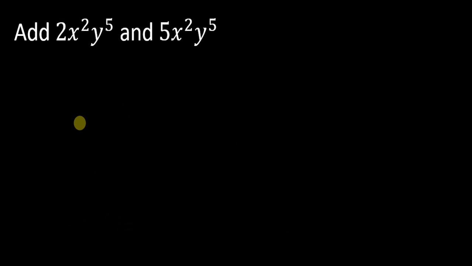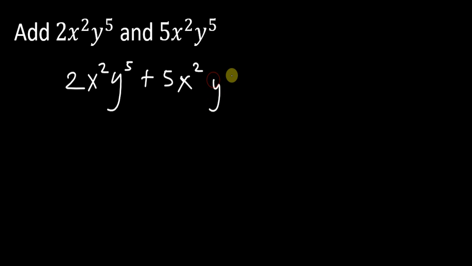Next example, 2x squared y to the 5th and 5x squared y to the 5th. So, kapag ganyan, pag-addin lang natin na 2x squared y to the 5th plus 5x squared y to the 5th. And that is equal to 2 plus 5, that is 7. And then copy lang natin x squared y to the 5th.